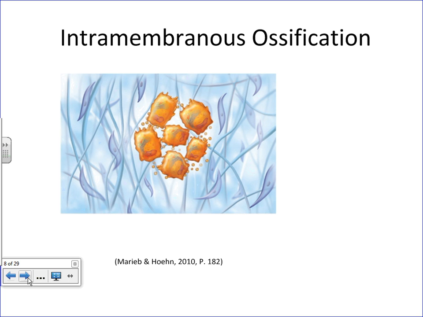So first, let's talk about the basics of how intramembranous ossification works. Think of this as the development of primarily the cranial bones and the clavicles. There are other flat bones as well, but that's what people tend to focus on when they're talking about this.